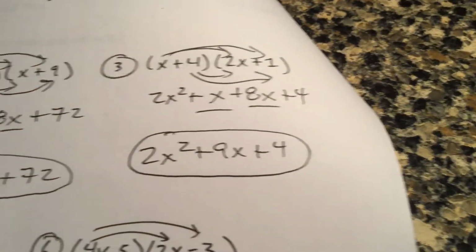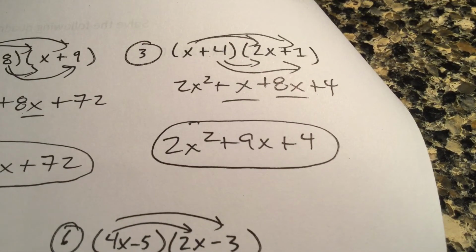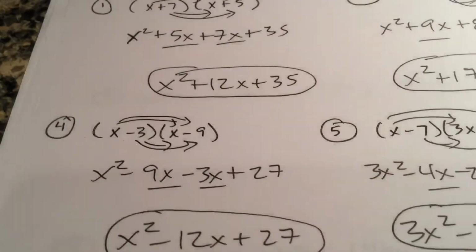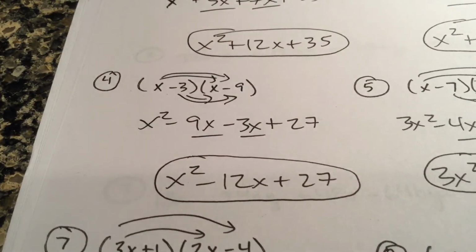Number 3, 2x squared plus 9x plus 4. When you combine the x and the 8x, 4 times 1 gives you 4. Next one there. Negative 3 times negative 9 gives you 27. Negative 9x minus 3x gives you negative 12x as the middle term.